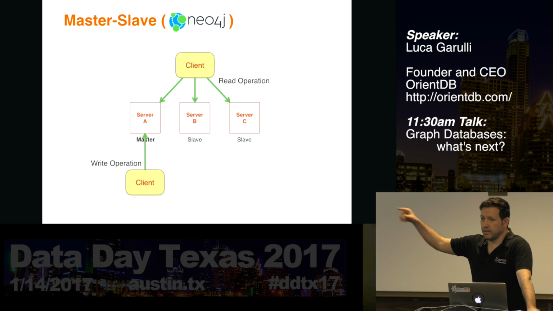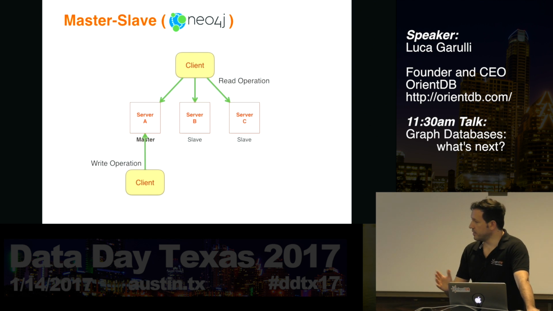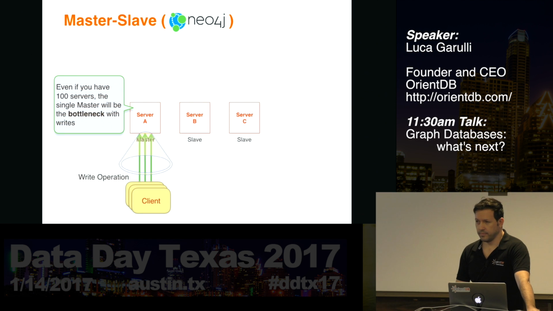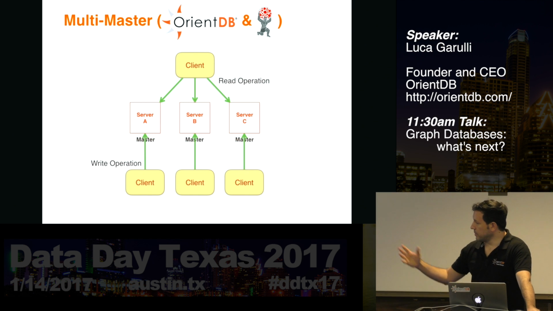with master-slave, you have this exact same database replicated across a lot of servers, so you can scale up on reads, right? Because you can read from any of these servers. But all the writes have to go to the only master server. So it doesn't matter if you have 100 servers, the bottleneck is still the only master on writes. With multi-master, all the clients can read and write from any server. So you can scale up the writes much better in this way.